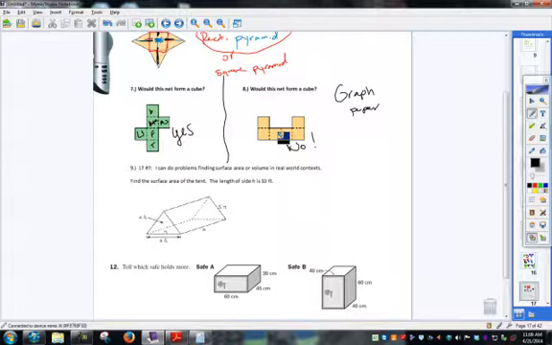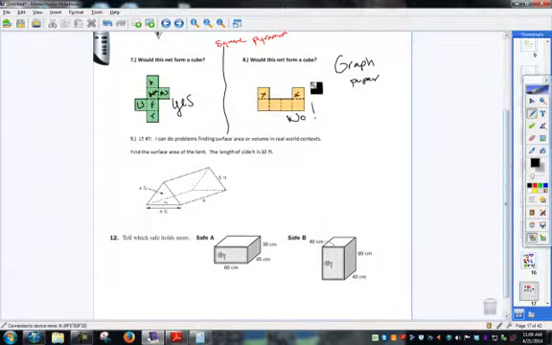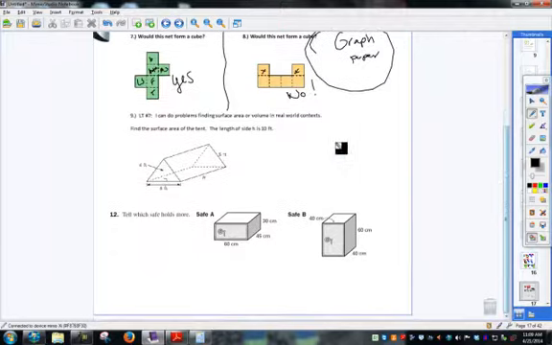This one would be absolutely no. You cannot form a cube because you would have 2 sides that would end up overlapping each other. So again, use graph paper tomorrow on the test, or get it out right now and practice.